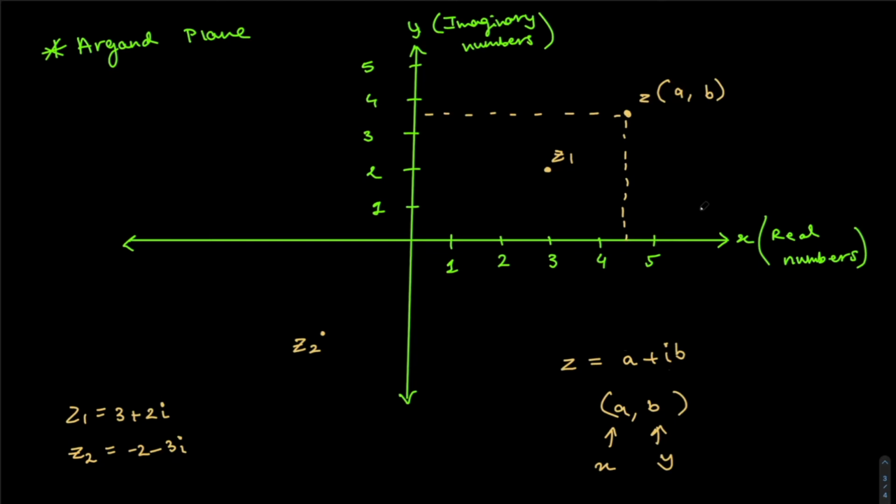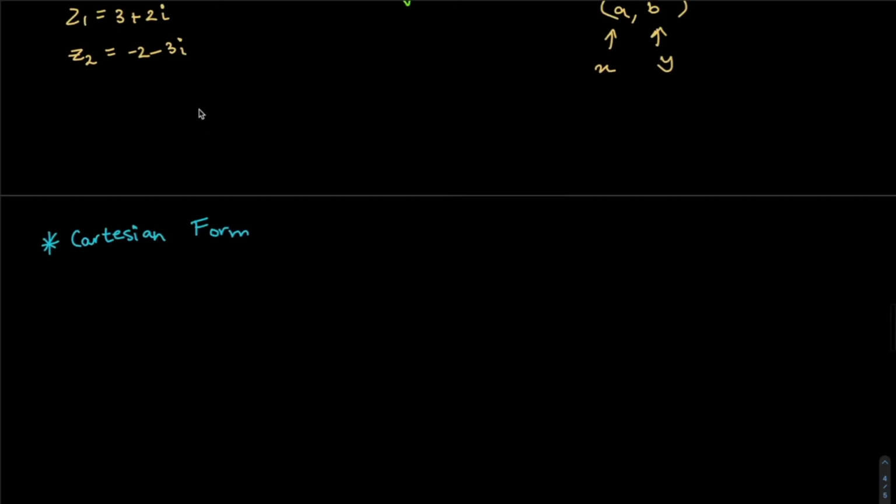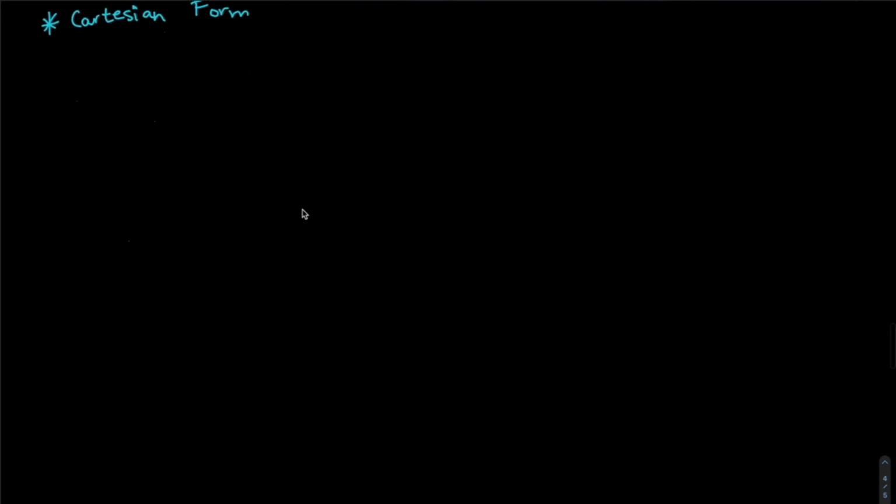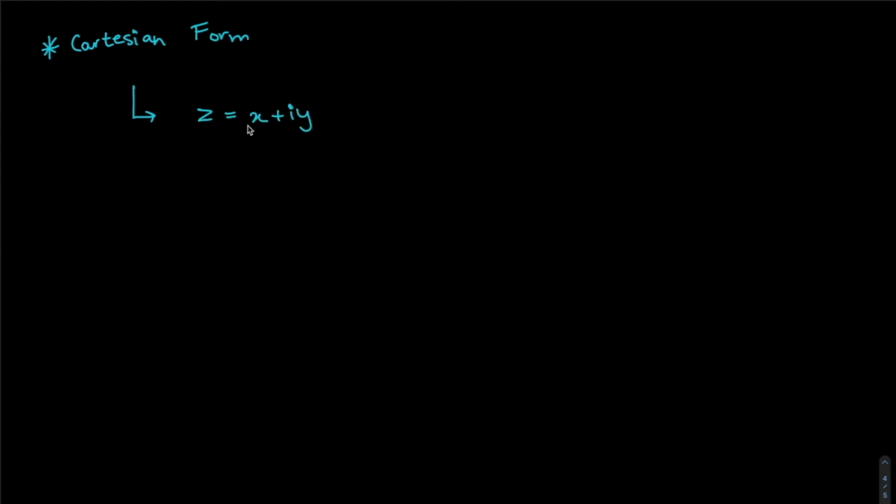Now, let's talk about the Cartesian form. So the Cartesian form is just a really fancy way of representing points on a Cartesian plane, right? The Cartesian plane is nothing but x and y, right? So essentially, Cartesian form is z is equal to x plus iy. Every time you see a complex number written in the x plus iy form, it's written in the Cartesian form. That's all you need to know. And its points are x comma y, right? That's all this Cartesian form says.